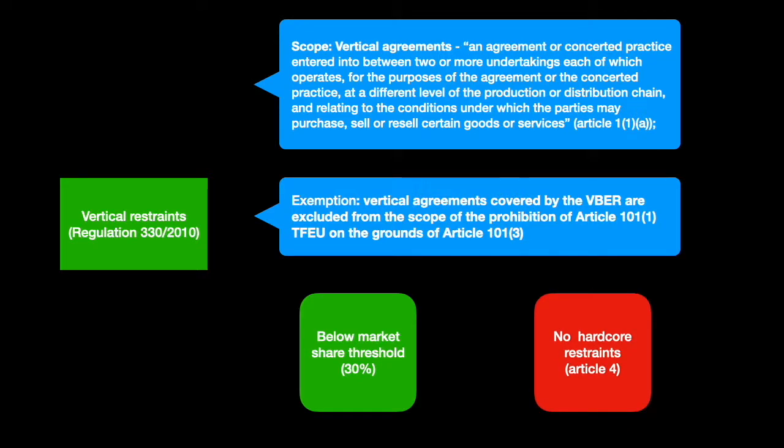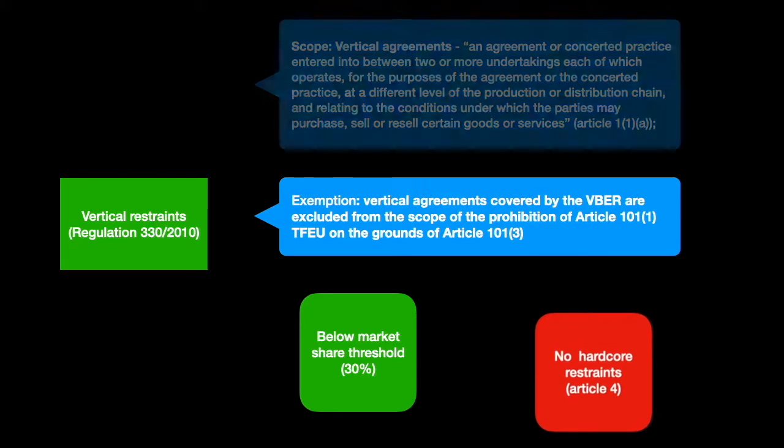Secondly, the agreement must not contain any so-called hardcore restraints, and these are set out in Article 4. So even if the agreement is below the market share threshold of 30%, if the agreement contains a hardcore restraint, then the agreement will not be eligible for exemption under the Vertical Block Exemption Regulation.